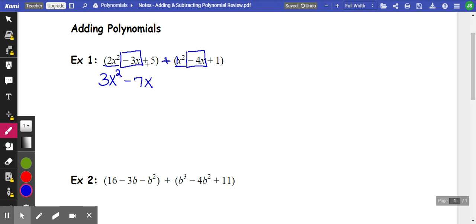Last but not least, I'm going to add my constants. So the ones that don't have x's, I've got a 5 and a 1. So 5 plus 1 gives me a 6. So it's a positive 6. I'm going to connect it with a plus sign.